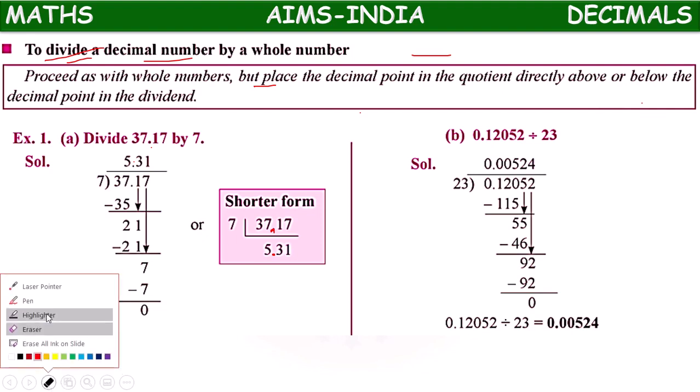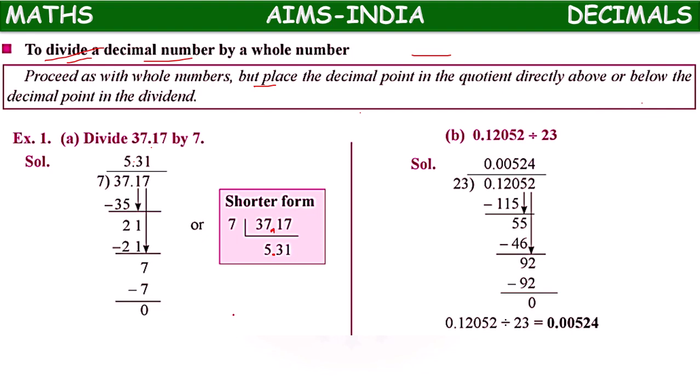Next one. So here we have 37.17. We have to divide it by 7. Let's take the first number, 3, which is less than 7. So we have to take two numbers, 37. 7 times 5 is 35. If we subtract, 37 minus 35, 2 will come. After that, 1 we are taking down.